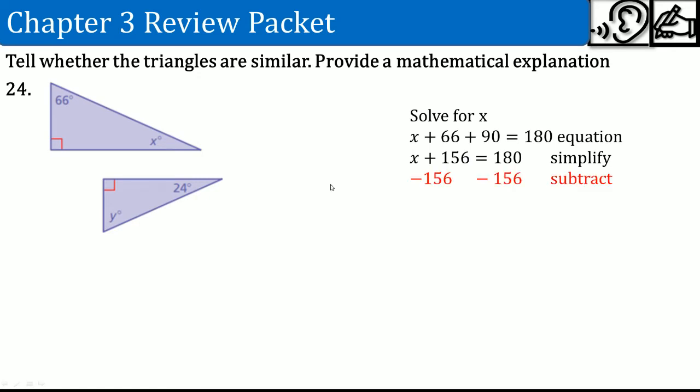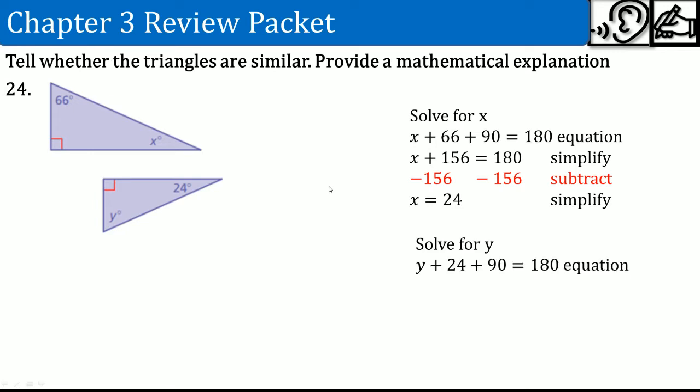24. Do they have two matching angles? No. So I would have to solve for their third one. So the first one, it's x plus 66 plus 90 degrees equals 180. So add these two together. 66 plus 90 is 156. Subtract 156 from both sides. You get x equals 24.